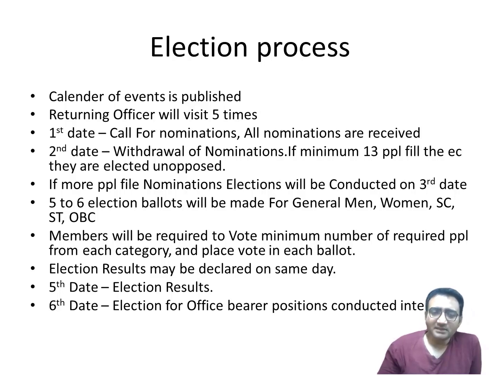So on the third date of the calendar of events, the elections are conducted, and the returning officer prepares 5 to 6 election ballots. Suppose there are 9 men contesting for the general category, and you need to elect 7 people. There will be 1 ballot for general category men. If there are 4 women contesting for 2 posts, there will be 1 ballot for women.